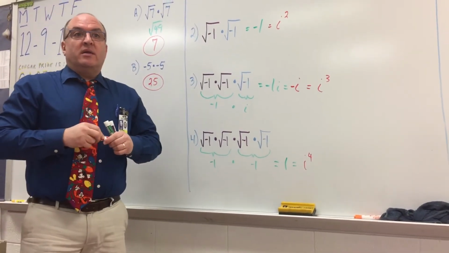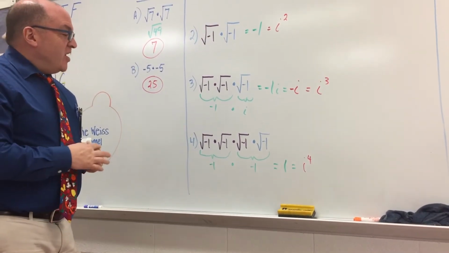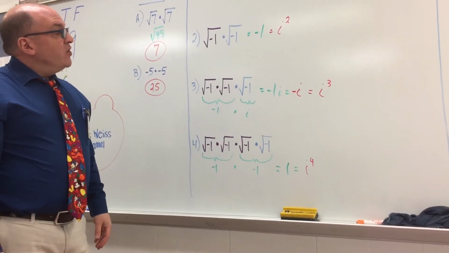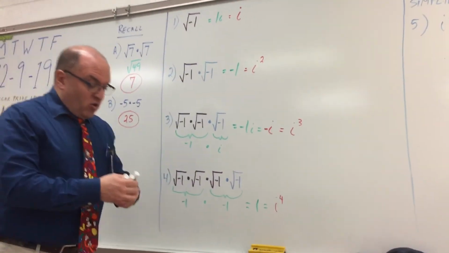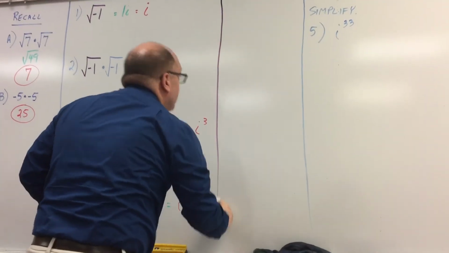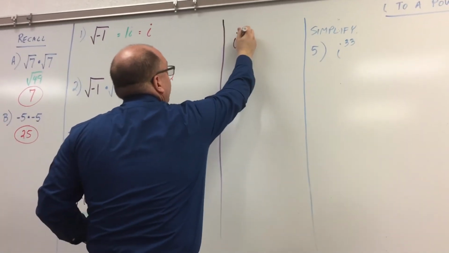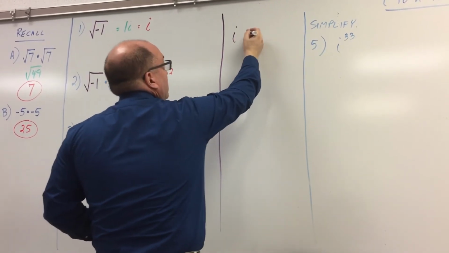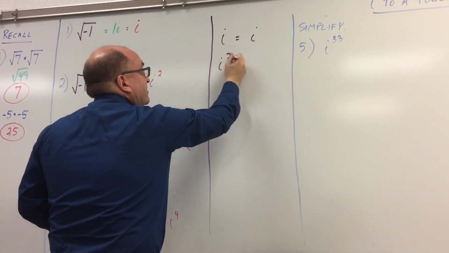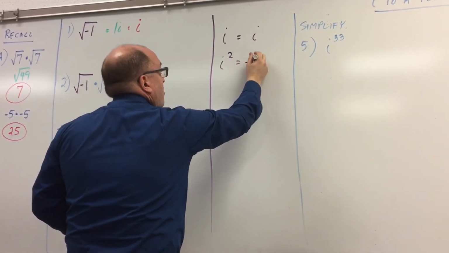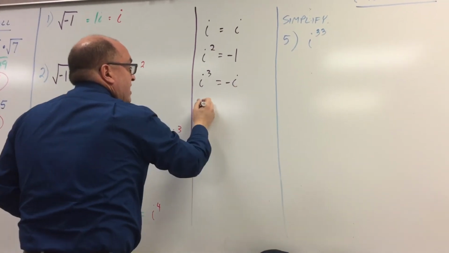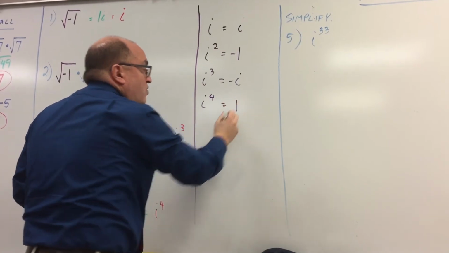Oh, sorry. Okay. So i to the 4th is 1. All right. So here's the whole thing that you need to know. i to the 1st is i. Okay. i to the 2nd is -1. i to the 3rd is -i, and i to the 4th equals 1.